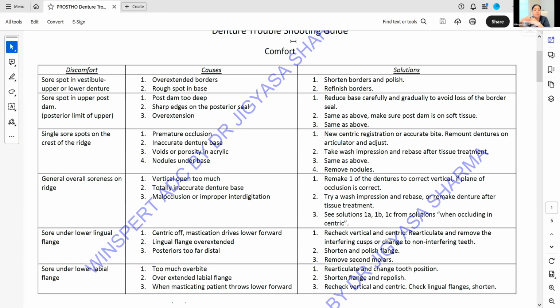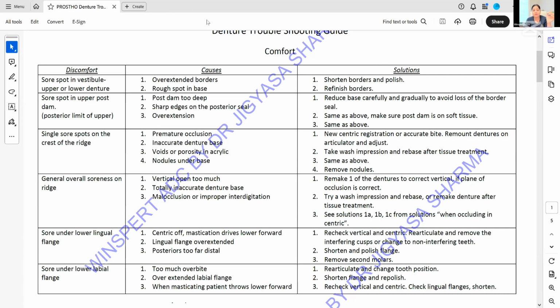Now, the other reason for a singular sore spot could be a base problem, which could be a nodule, a porosity, or a void. That you will correct by taking a wash impression and rebasing, relining, whatever is needed. If there is a nodule, it's a projection that you will eliminate, remove, and polish. But be careful when you're handling the impression side of the denture because retention predominantly relies on that aspect. Clear for everyone? So far, all the 3 rows and columns, clear for everyone so far?